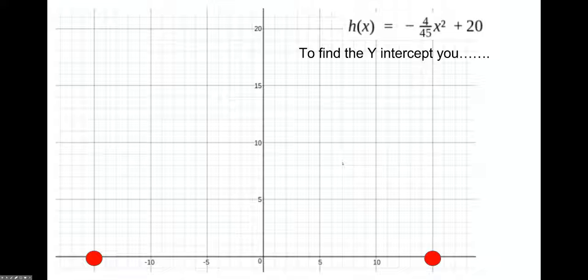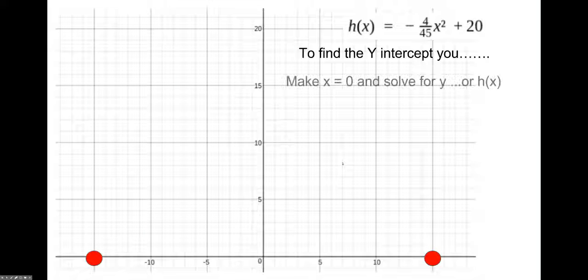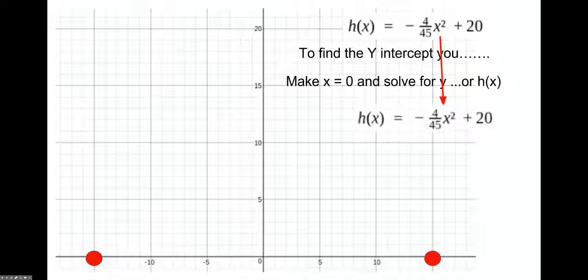To find the y-intercept, do you remember what to do? You make the x equal 0 this time, and then you solve for y, or h of x in this case. So I'm going to take this x right here, and put a 0 in its spot. All right, there's the 0. Drop everything else. And 0 to the second power, 0 times 0 is just 0. And then that 0 times this fraction, still going to be 0. 0 times anything is 0. So this whole piece just pretty much goes away.